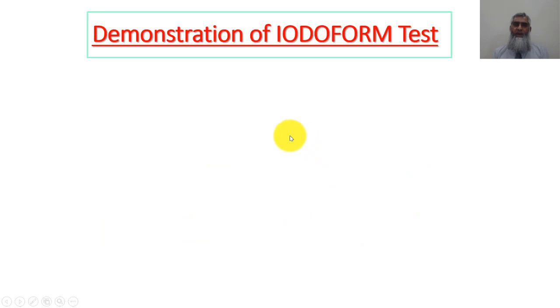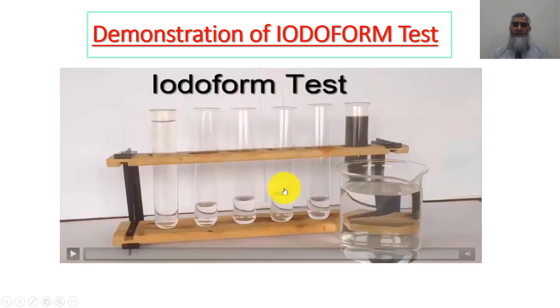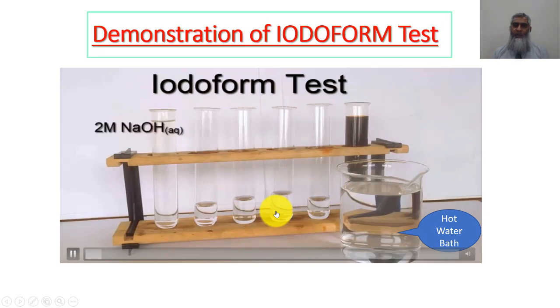Let me explain the iodoform test with a demonstration experiment. The apparatus required for the iodoform test is as follows. We have to use a hot water bath for heating the reaction of ethanol or methanol with iodine in presence of sodium hydroxide. Here in this test tube there is 2 molar sodium hydroxide solution, and here is 10% iodine solution in potassium iodide. In this test tube there are some alcohols.